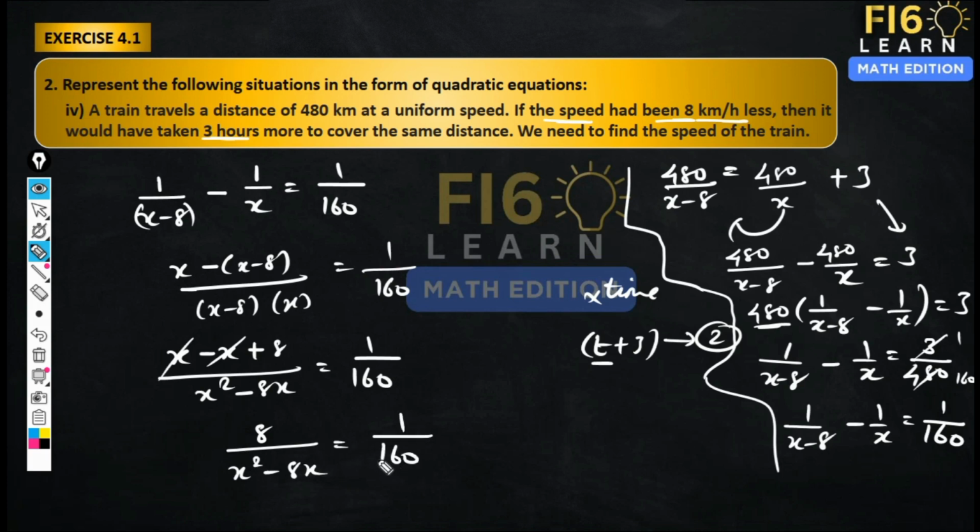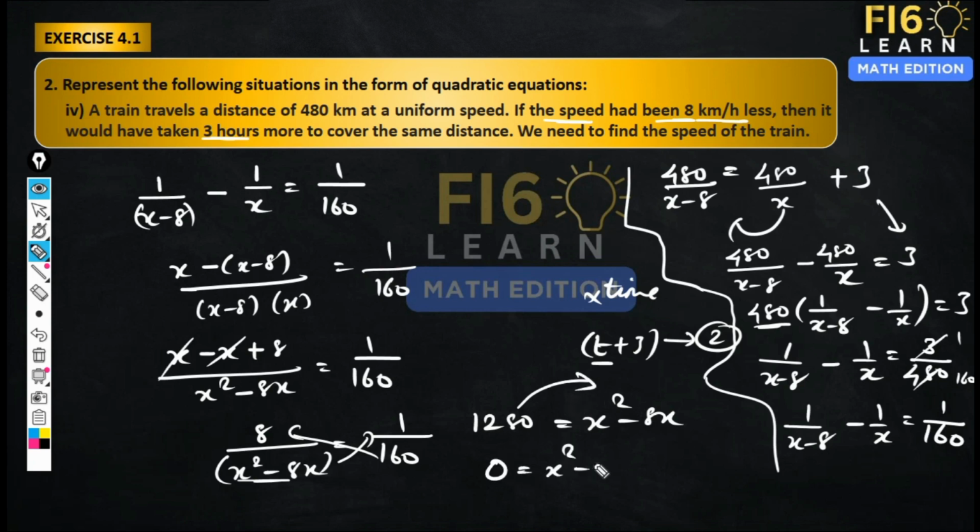Now you can rearrange this. You can take this term to here and these two to this side. So you will get 8 into 160 as 1280 is equal to, and this will come here, x square minus 8x. Now you can take this to the right hand side. So 0 will be here, x square minus 8x plus 1280 will become minus 1280. So this is the required quadratic equation.